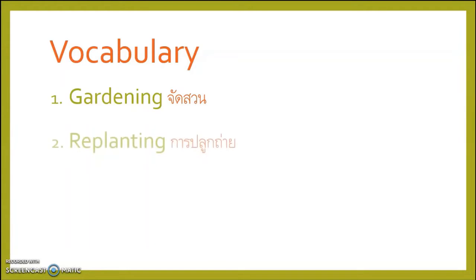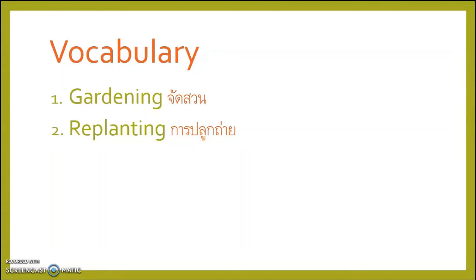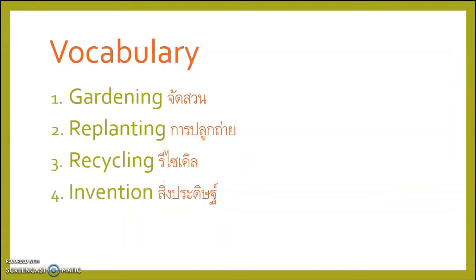Now let's read the vocabulary. Number 1, gardening. Number 2, replanting. Number 3, recycling. Number 4, invention. Number 5, recreation.